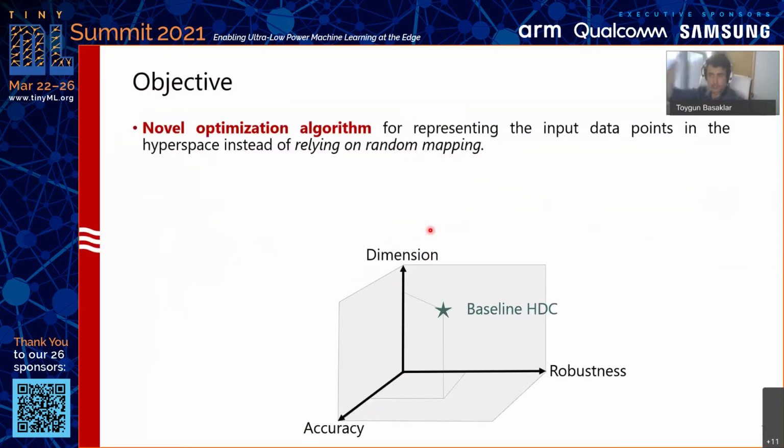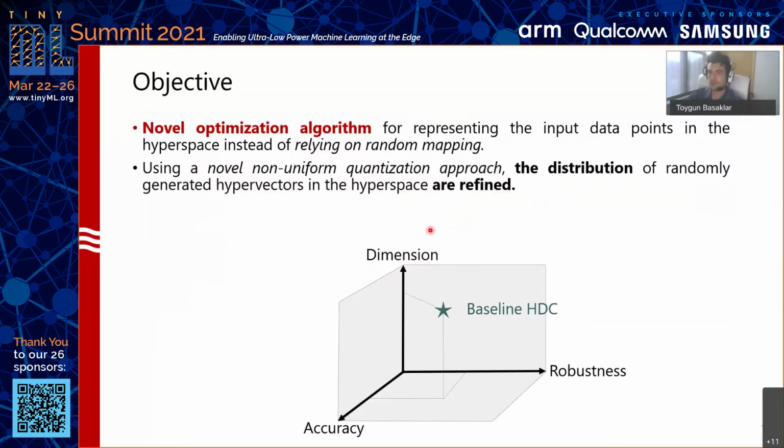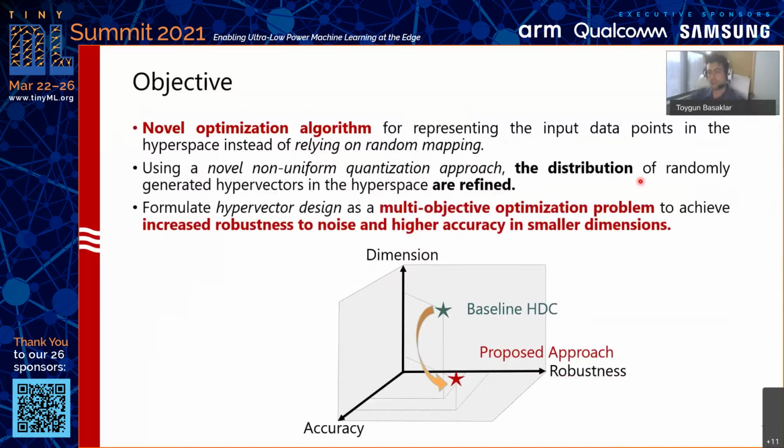So our work presents a novel optimization algorithm for representing the input data points in the hyperspace instead of relying on random mapping. It uses a novel non-uniform quantization approach, and therefore we refine the distribution of these randomly generated hypervectors in the hyperspace. To the best of our knowledge, it is the first technique that formulates hypervector design as a multi-objective optimization problem to achieve increased robustness and higher accuracy using smaller dimensions, as can be seen from here.